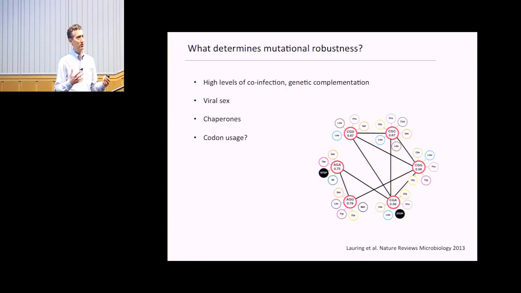I'll walk it through with two different schematics. The first one is here. The idea is that how you use your codons determines how well you can buffer mutations in your genome.